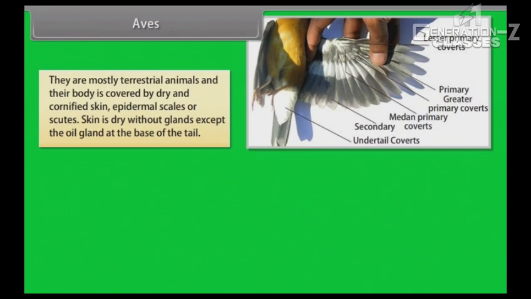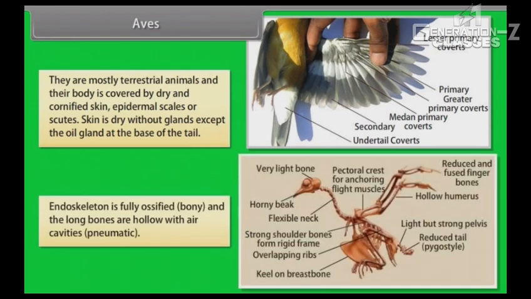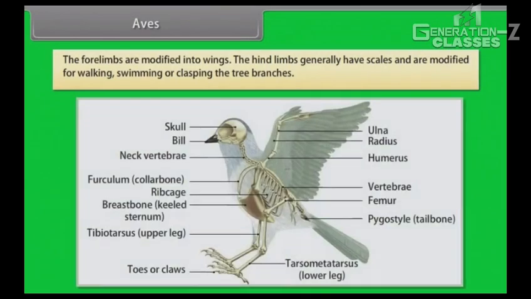Skin is dry without glands except the oil gland at the base of the tail. Endoskeleton is fully ossified, that is bony, and the long bones are hollow with air cavities, pneumatic. The forelimbs are modified into wings. The hind limbs generally have scales and are modified for walking, swimming, or clasping the tree branches.